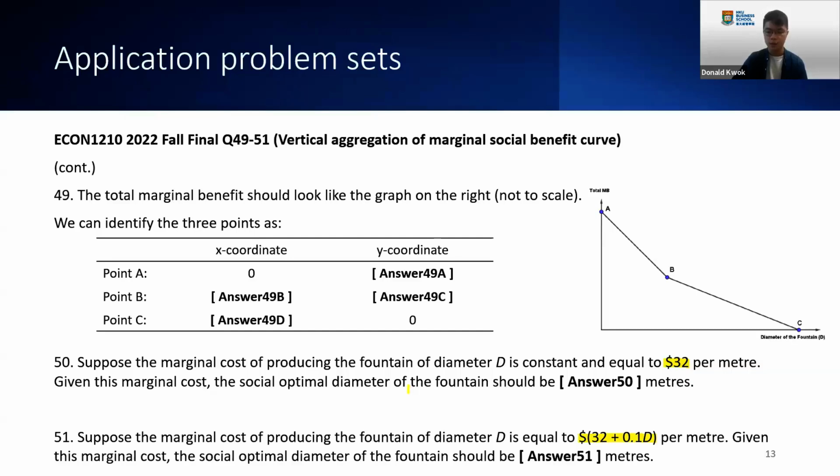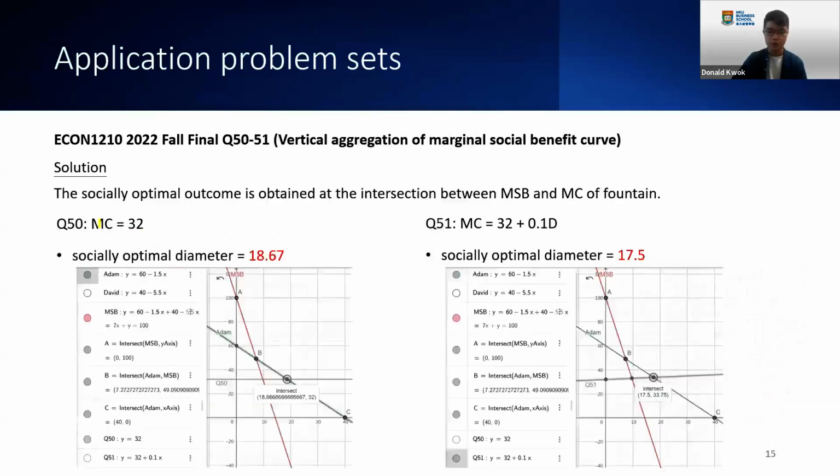fountain. If the marginal cost is 32 in question 50, then we just draw a horizontal line y equals 32 and find the intersection with the marginal social benefit curve. So this point will be giving us the solution. The socially optimal diameter is 18.67.